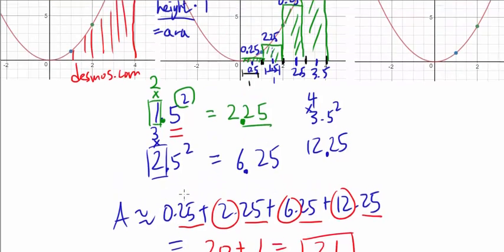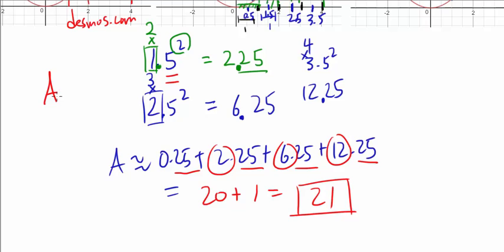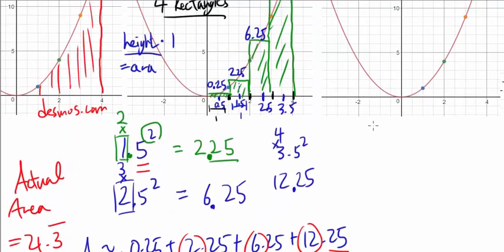And in fact, I'm going to prove it to you in a later video. The actual area is equal to 21.3 repeating. So this approximation is extremely close to the actual area.